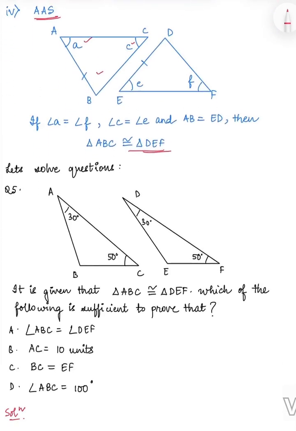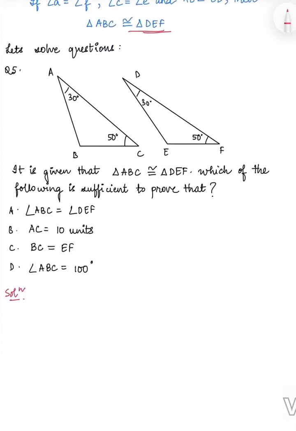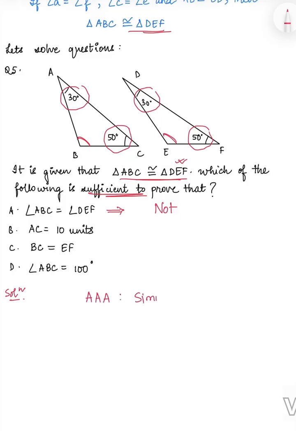Okay, let's solve the question. The question gives us that triangle ABC is congruent to triangle DEF. So we see that this angle is equal to this angle, and this angle is equal to this angle. We have to show which of the following is sufficient to prove these 2 triangles are congruent. The first is angle ABC equal to angle DEF. Is this sufficient? It is not. Why? Because AAA is a property of similar triangles. Congruency is not proved by that. So this is not the correct choice.